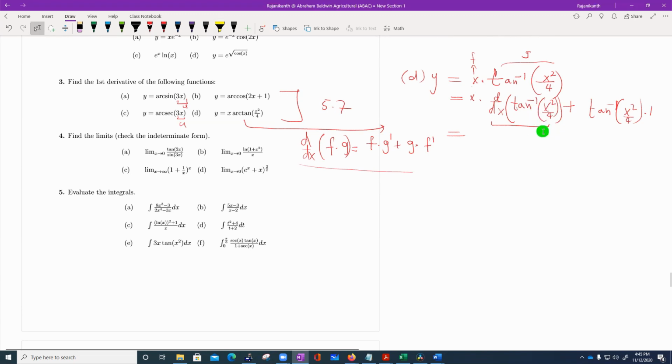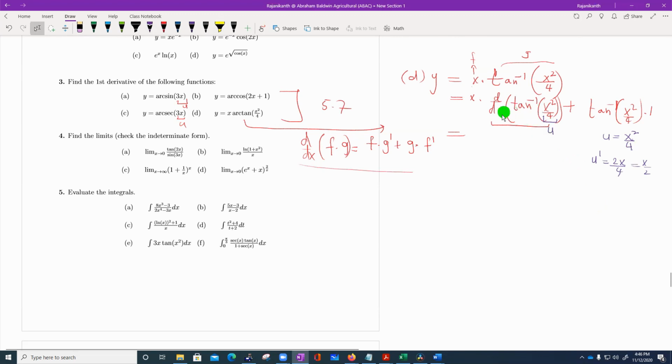Here you have to use the u substitution technique, right? Now I'm going to use u as the inside function. So our u is x squared over 4. If this is the case, then what is u prime? Listen to my question. Your u is x squared over 4. What is u prime? What is the derivative of x squared? 2x. 2x times 1 over 4, which is x over 2.